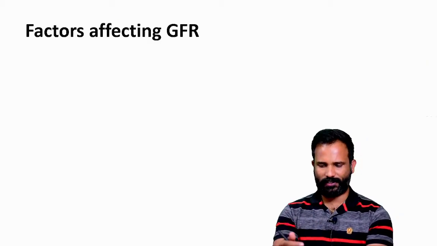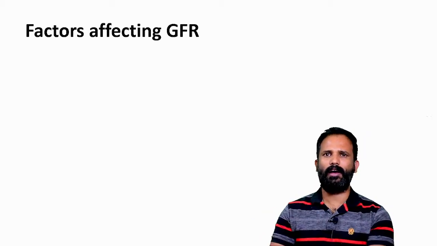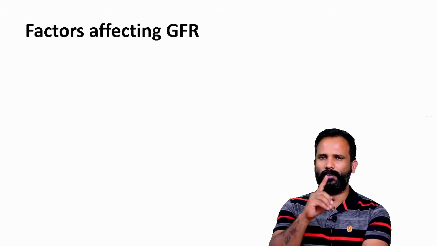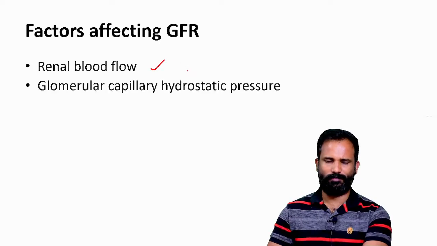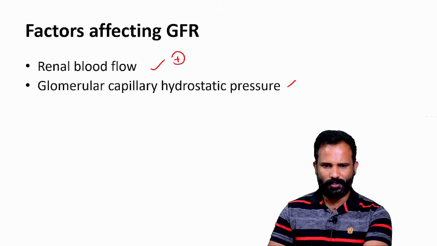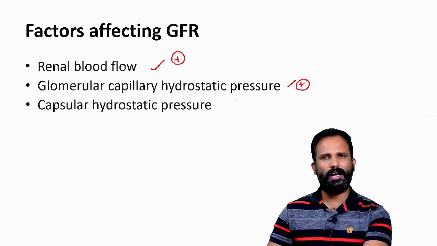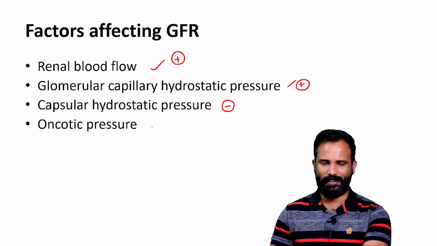Now coming to the factors. Already we mentioned the factors. We will again talk about the other factors which can be added. One, GFR is dependent on renal blood flow. So one is blood flow. Then glomerular capillary hydrostatic pressure. So this is plus, this is plus. Capsular hydrostatic pressure opposes. Oncotic pressure of capillary opposes.